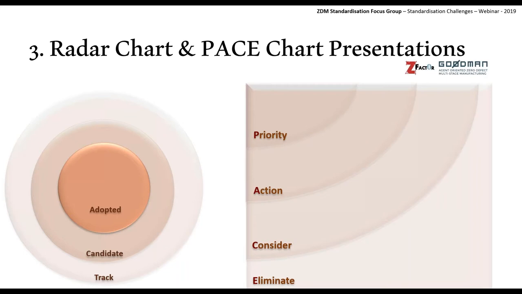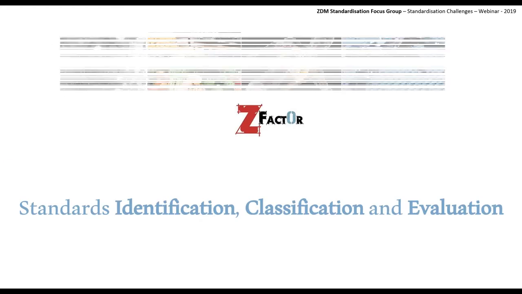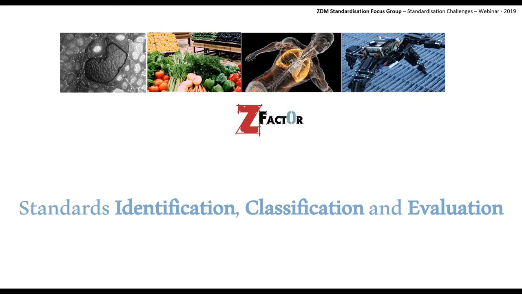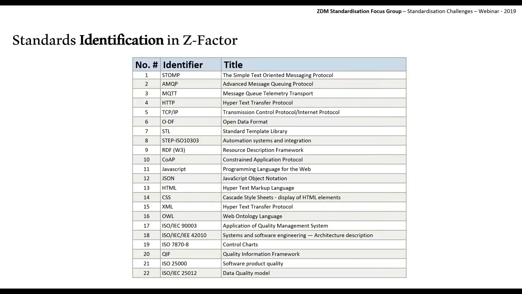The first one, the radar chart, identifies the standards that are being adopted, candidates as potential standards, and the others which are being tracked for not having yet the potential or the importance enough to be adopted. The second one, the pace chart, compares the easiness of implementation with expected benefits, identifying clearly the standards. So these were the steps for the Z-Fact0r. We identified the standards, we classified them, and then we will evaluate them.